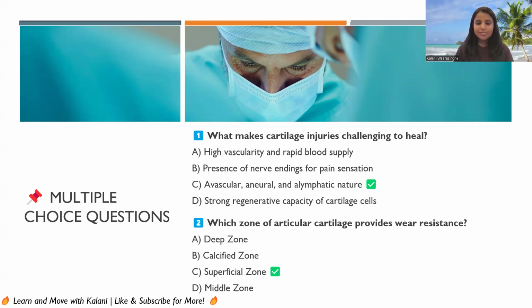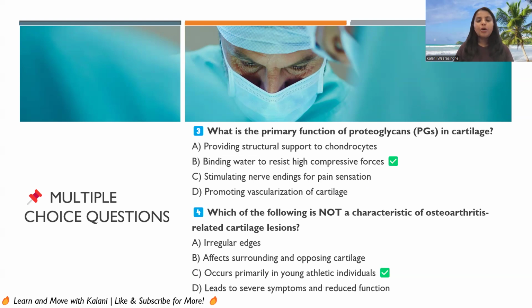Coming to the second question, which zone of articular cartilage provides wear resistance? I mentioned that in my presentation. That is the superficial zone. Third one, what is the primary function of proteoglycan? I told you that both proteoglycans and glycosaminoglycans have a high affinity to water. So its main function is to bind with water to resist high compressive force.